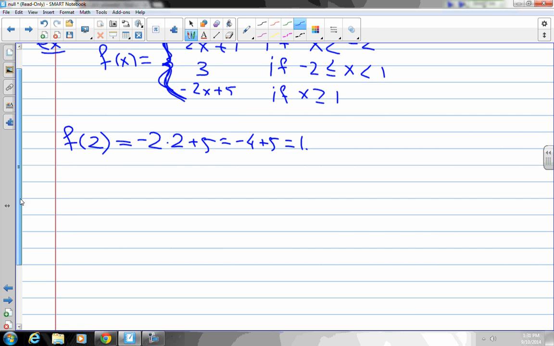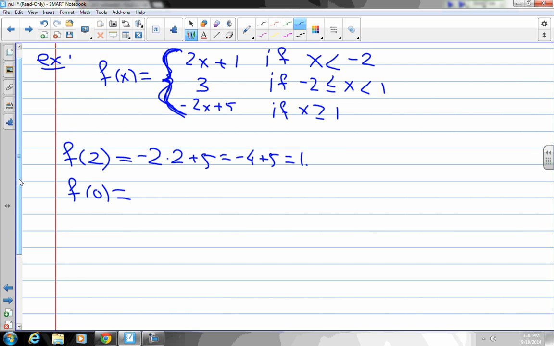Just plug it once. What if I ask you f of 0? How do we do f of 0? Three. That's right. F of 0, x equals 0, satisfies the middle inequality, while in the middle, the function is a constant. It's always 3, regardless of what x is. So the answer is 3. Right? Because that's the function.